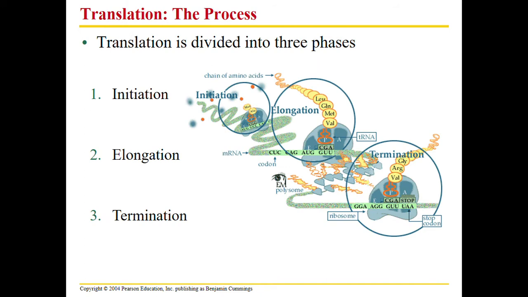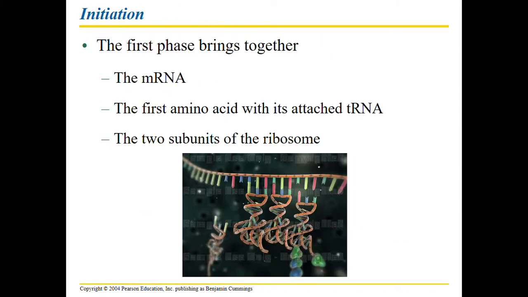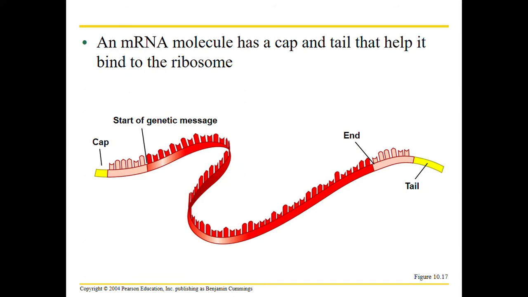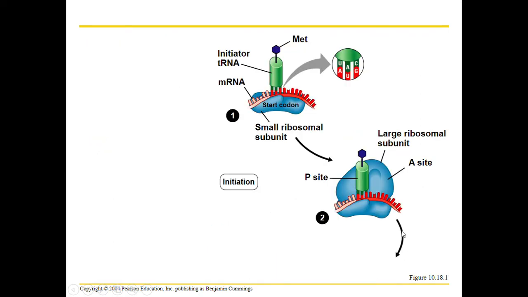Translation also has those three phases, the initiation, elongation, and termination stages. And so in initiation, we have the first amino acid bind, and it's always methionine. MET is how you'll see it. So here we have a cap and tail that help it bind to the ribosome. And then translation happens and proteins are made at the ribosome. The blue part right here is part of the ribosome.